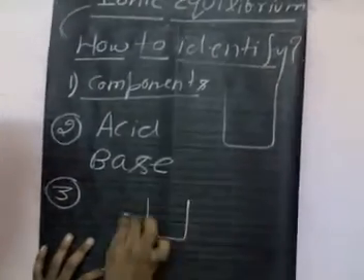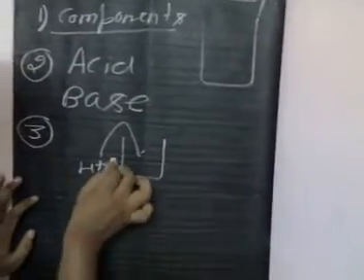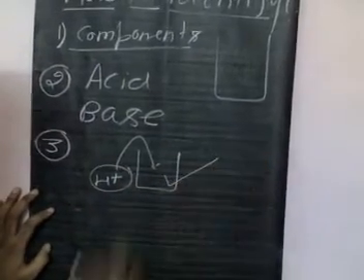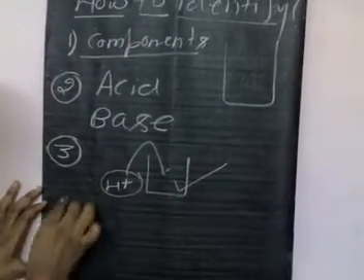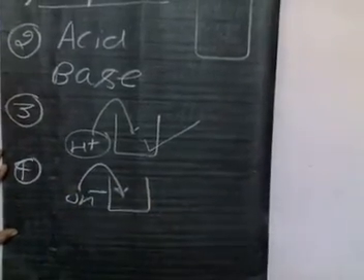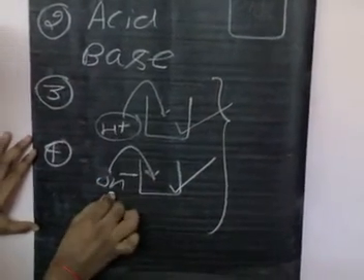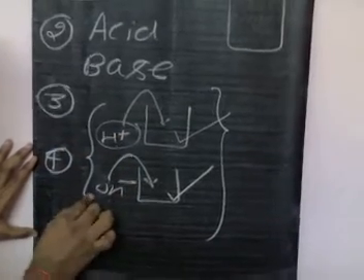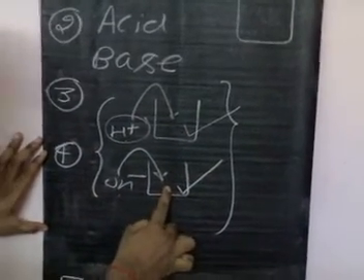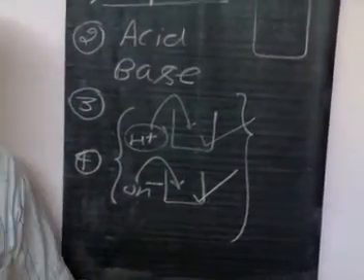Third point, we put a small amount of H plus in this solution and check whether this H plus is consumed by the solution or not. Fourth point, we put a small amount of OH minus and check whether this OH minus is consumed by the solution or not. If the added H plus and OH minus are both consumed by the solution, we can say the given solution is a buffer solution.